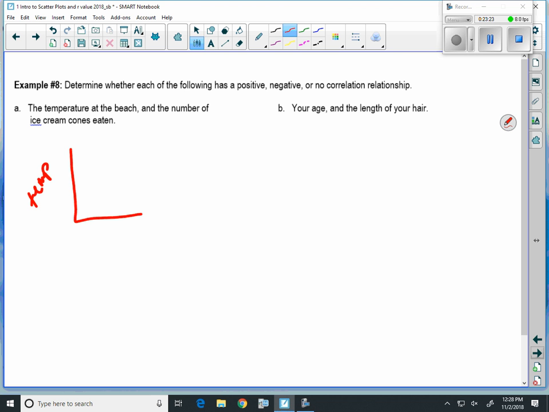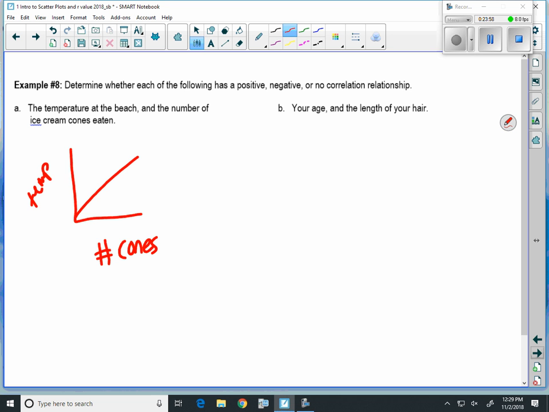All right, let's just do it this way. It says, as the temperature goes up, does the temperature at the beach positively affect how many ice cream cones will be eaten? Yes. Why? Because it's hot. People want something cold. And if it's wintertime, no one's even going to want to go to the beach. Yeah. Okay. So in general, we would call that positive.